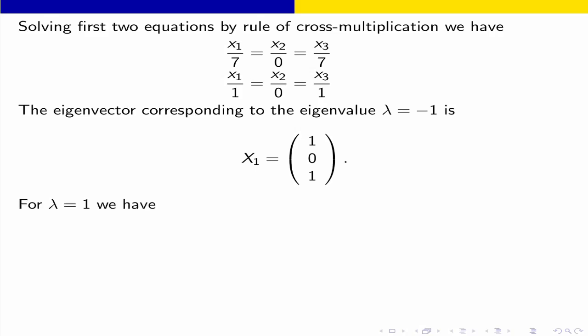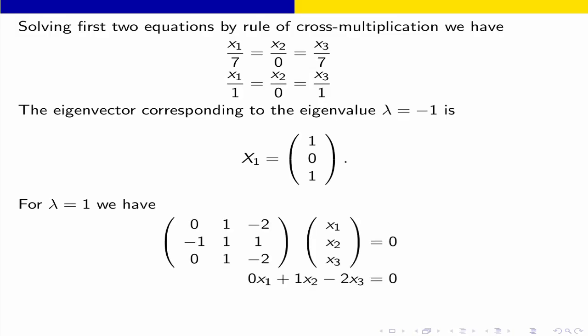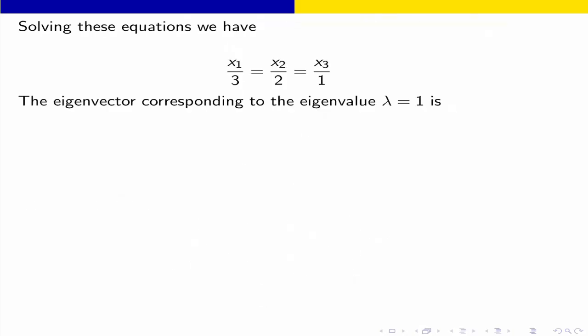For lambda is equal to 1, we replace lambda is equal to 1 in (A minus lambda I) x equal to 0, and we will get this. So we have 3 systems of equations. By using the cross multiplication method we can choose the 2 non-similar equations. Therefore the eigenvector is 3, 2, 1. So the second eigenvector x2 is 3, 2, 1.